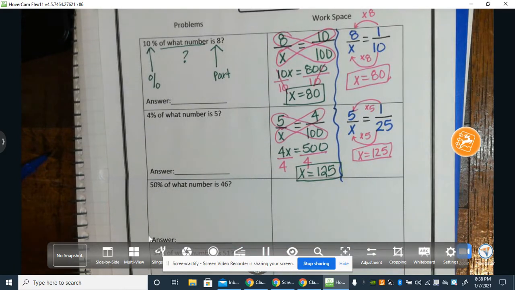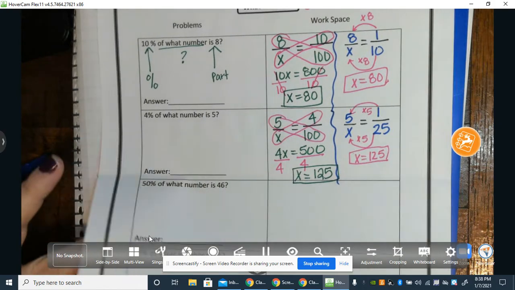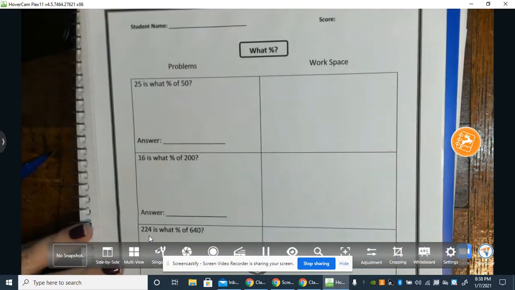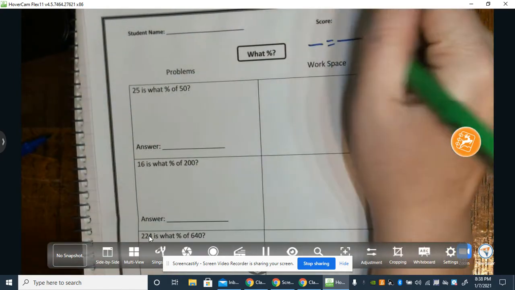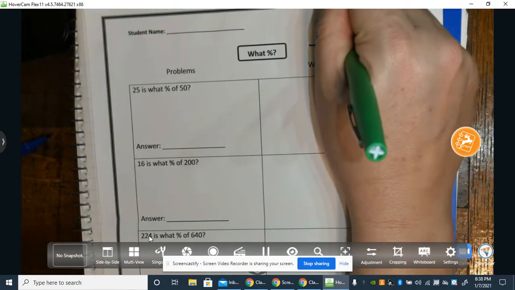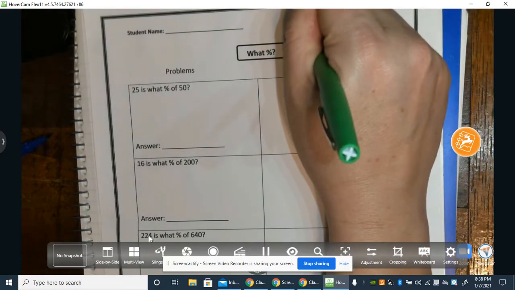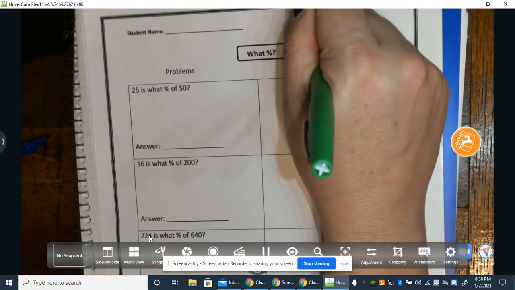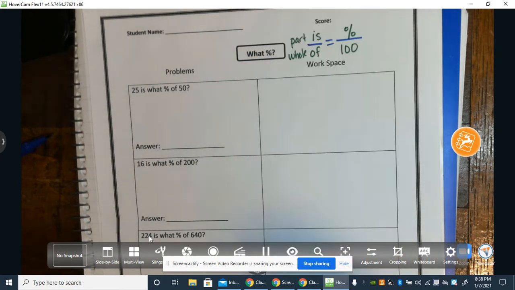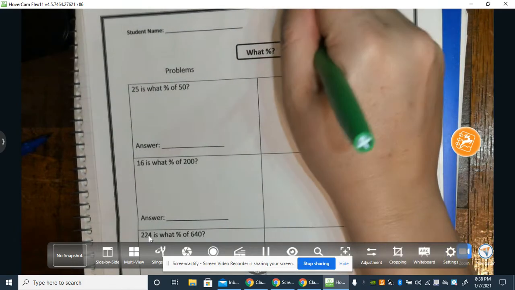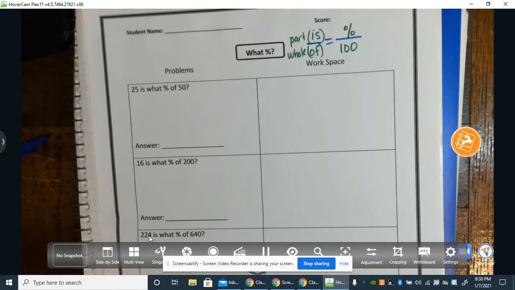Okay? Now let's go to the next two on the what percent page. So we're going to turn it over, and I have the what percent. Now again, I'm going to just set it up here so I know. Set my equivalent ratio is 100. A percent always goes over 100. And this is my is over of, or part and your whole. I just rearranged it.